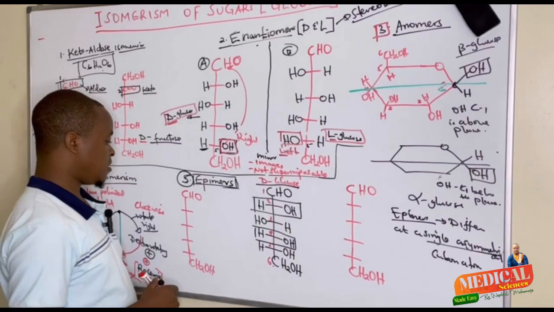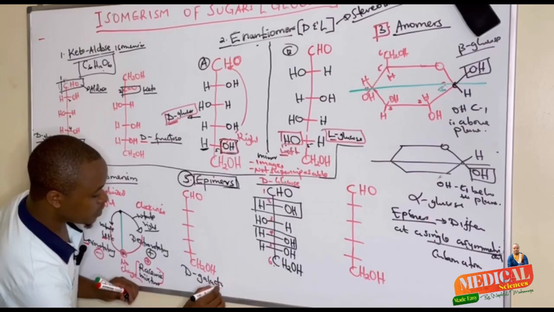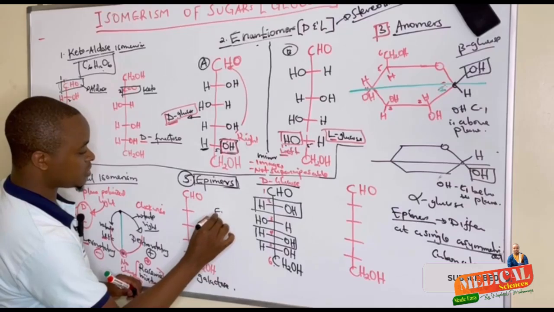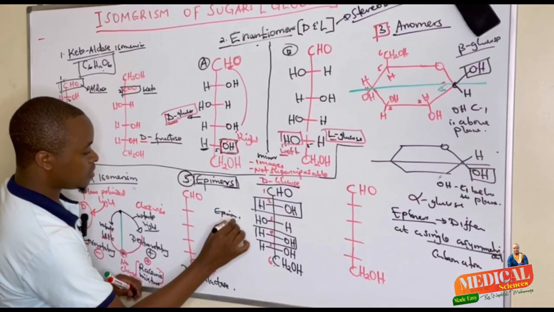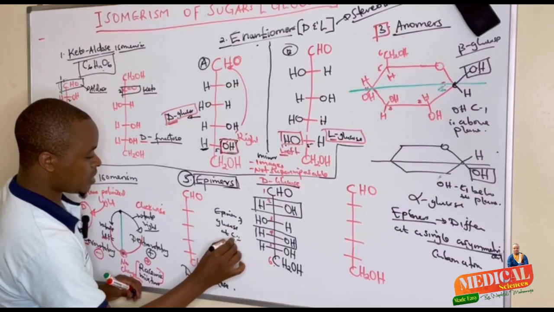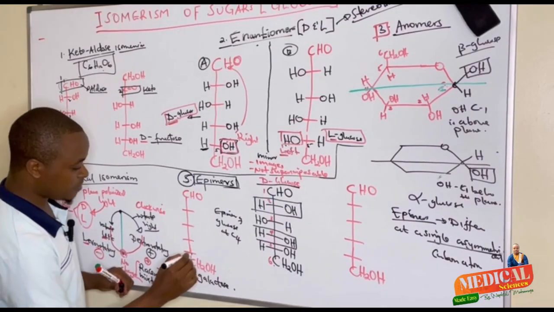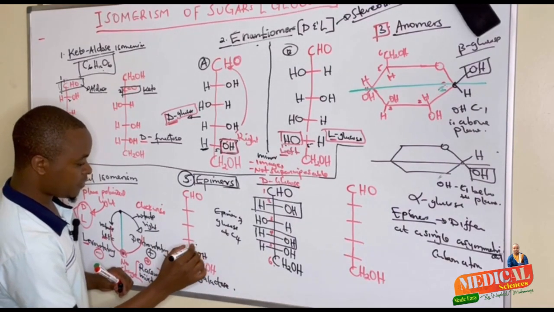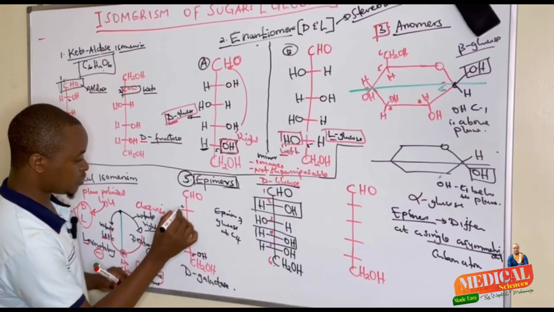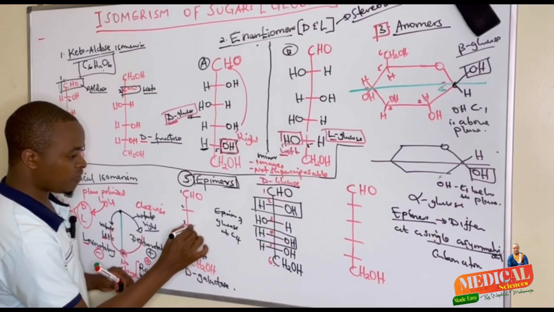So we shall see that D-galactose is an epimer of glucose at carbon number 4. Everything else is the same here. This is carbon number 5, here it is number 4, number 3, number 2, number 1. We're going to see others are the same except at carbon number 4.